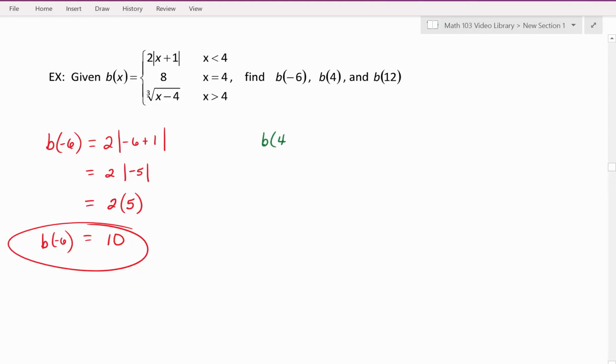Next, we want to find b of 4. Looking at our x value of 4, we need to figure out which of these categories it falls into. Is that less than 4, equal to 4, or greater than 4? 4 is equal to 4. So we're going to use the constant function 8. Notice that there is no x to plug the 4 into. All there is a standalone 8. So our answer is that standalone 8.